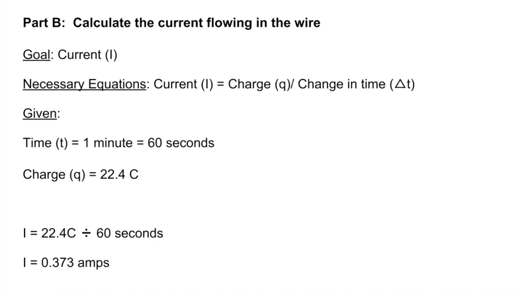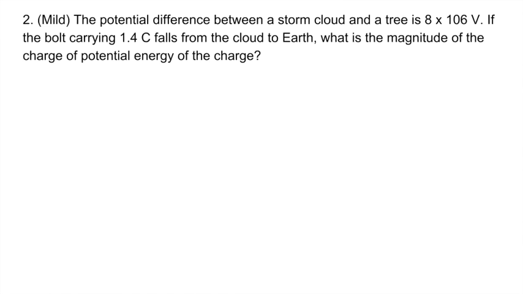Moving on. So this is the second one. This is a mild problem. The potential difference between a storm cloud and a tree is 8 times 10 to the 6th volts. If the bolt carrying 1.4 coulombs falls from the cloud to the earth, what is the magnitude of the potential energy of the charge? That's a little confusing. Essentially, what it's asking you for is the work done. So go ahead, from the equations that we've given you, try and figure out how to do that. Put it on pause, and we will go through it right now.